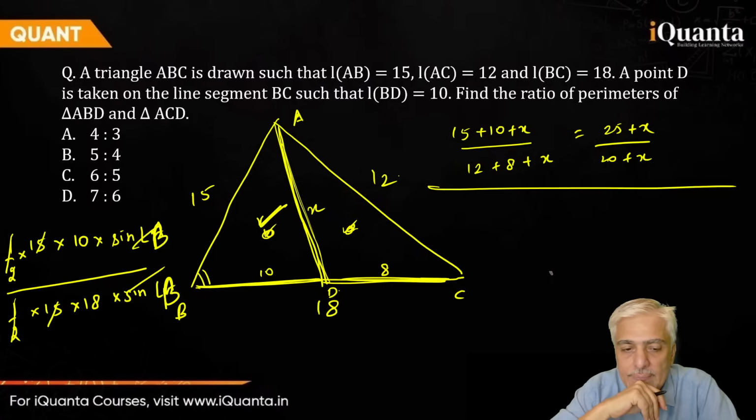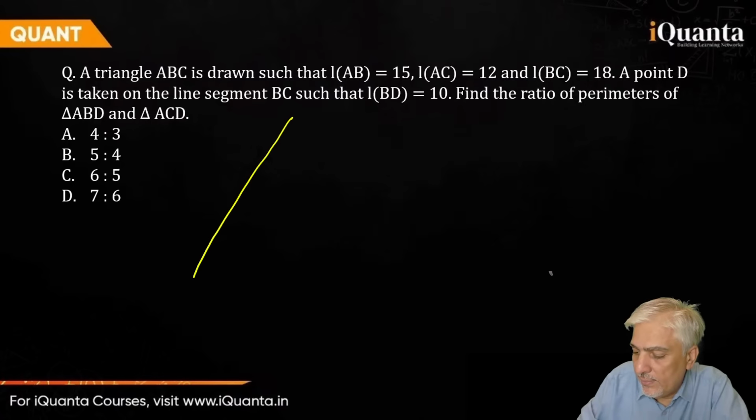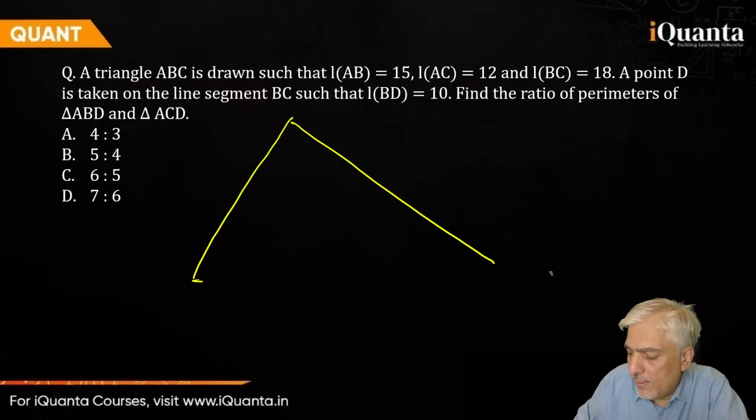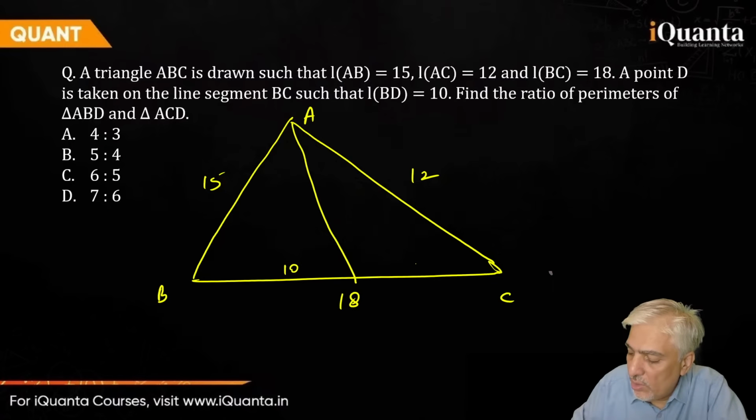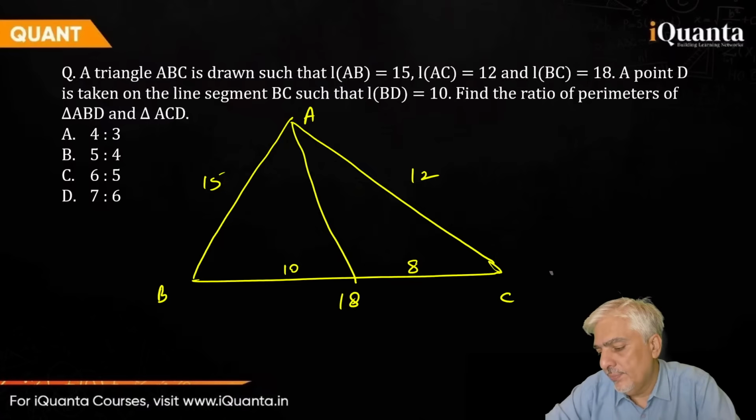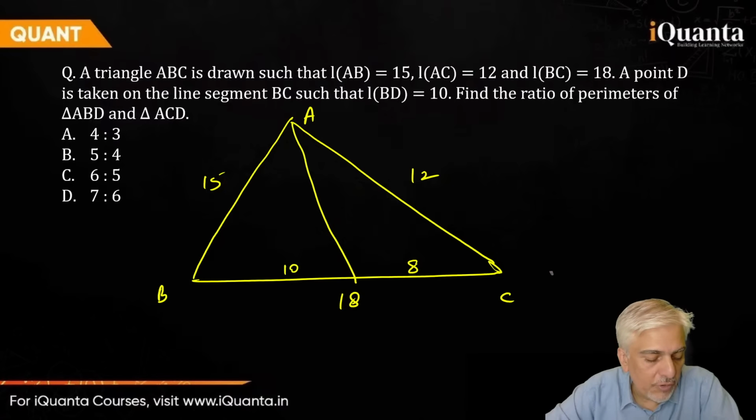No need of a parallel line. Too many things you've discussed, but not given me any logic. A, B, C. BC is 18, AC is 12, this is 15, this is 10 and this is 8. How much is the ratio of 15 is to 12?